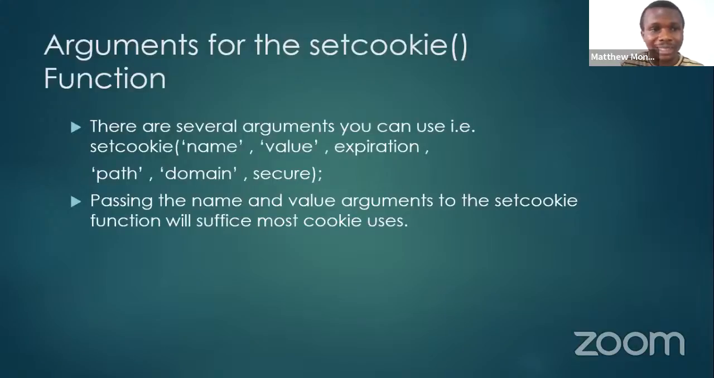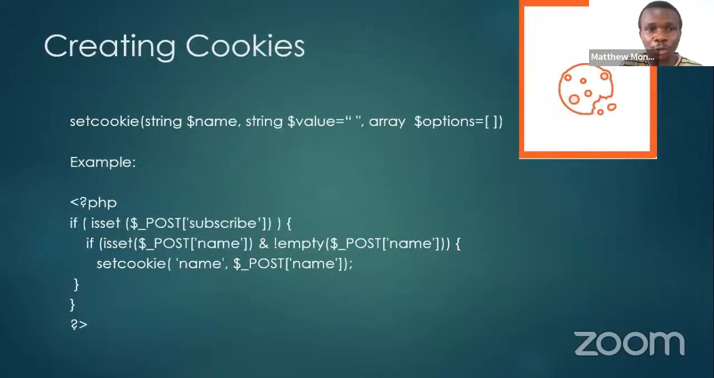Now, let's see a typical creation of a cookie. You can see the setCookie function. It accepts a name, it accepts a value, and an array. The name of the array is options. Check if a post request is being sent to the page from the client end, maybe after filling a form. The way you can check if a form value is present, like using the post subscribe, you are checking if it is set, then you validate the entry if it is available, then you set your cookie.